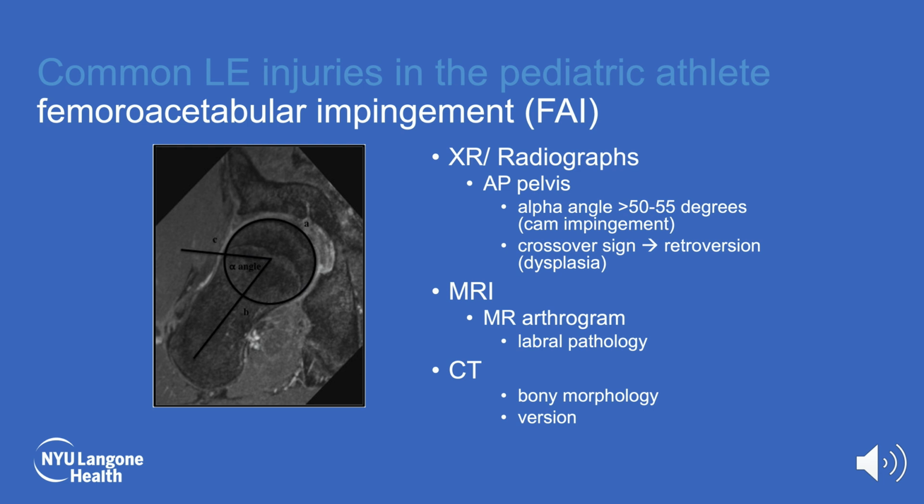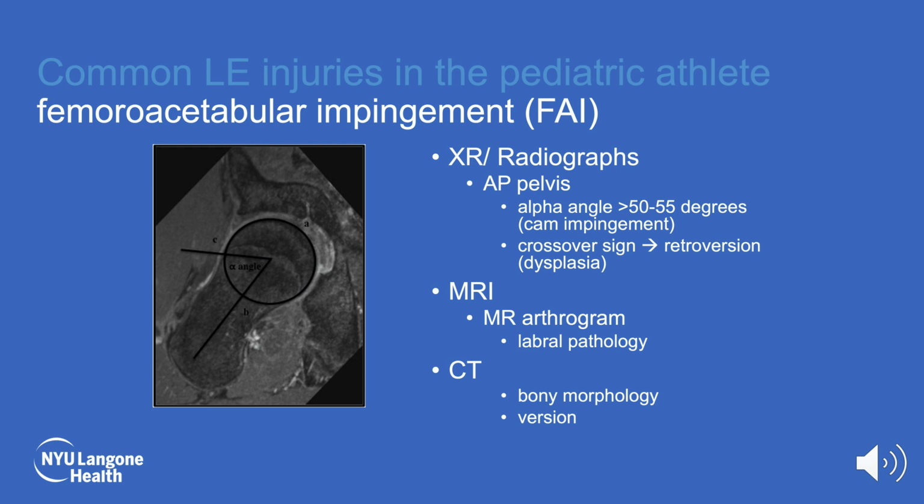We can measure the alpha angle, and this is a moving target, but typically we say greater than 50 or 55 degrees is consistent with CAM impingement. We look for things like the crossover sign or retroversion to look for dysplasia. MRI is a gold standard.